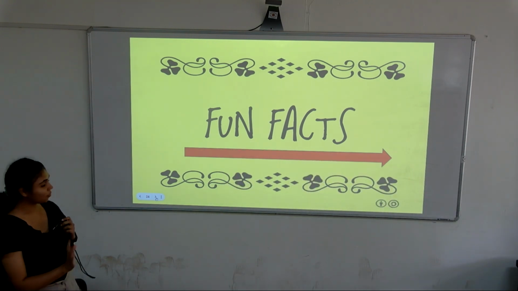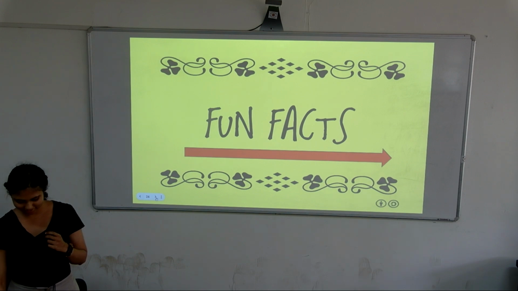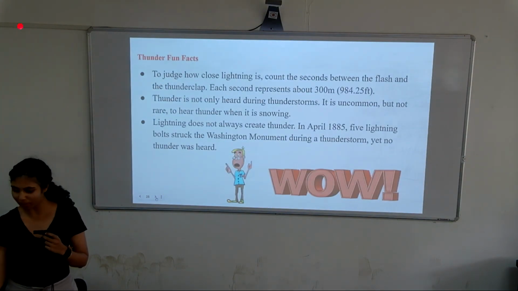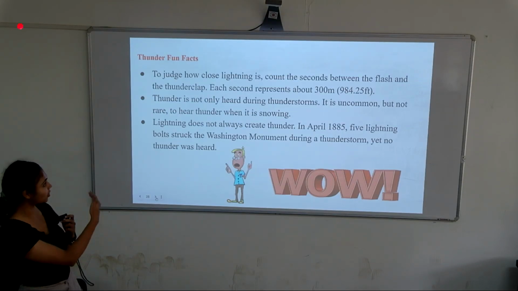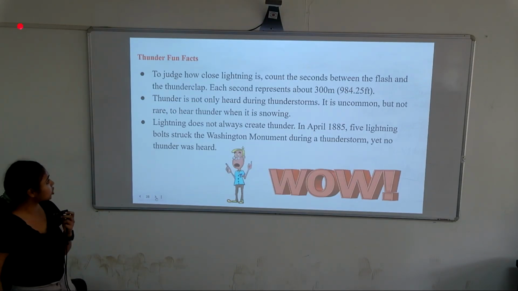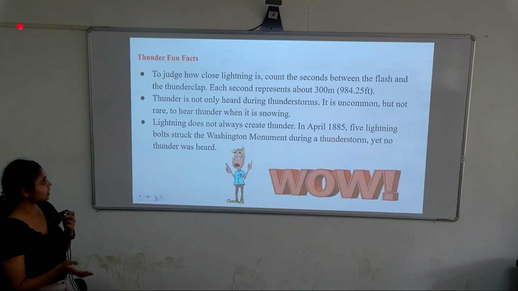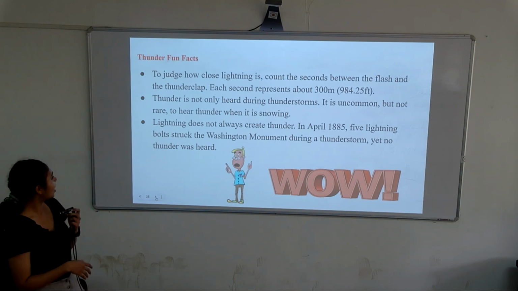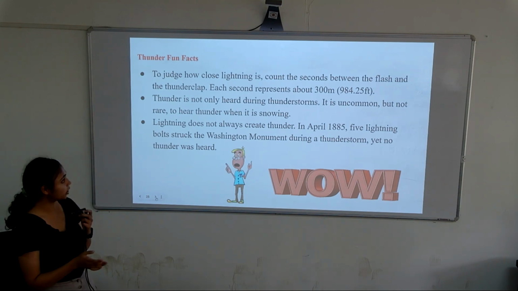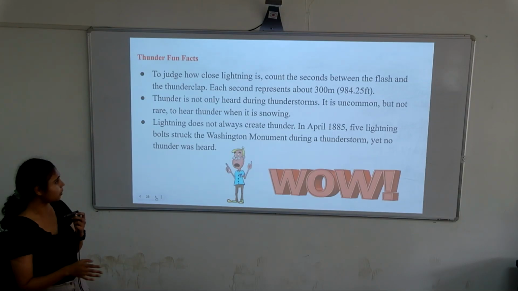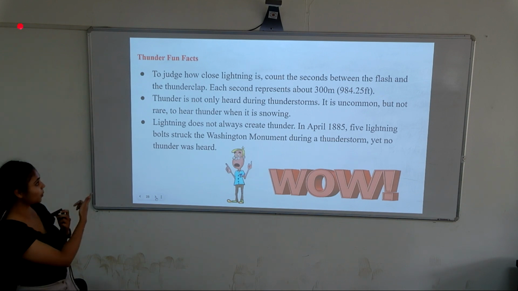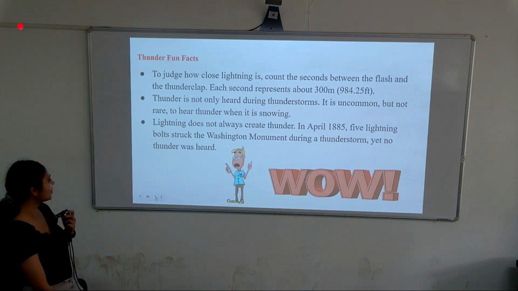So, ending with some fun facts about lightning. So far we just have three, but I'm sure there will be many more. We have just jotted down 3 points on it. To judge how close the lightning is, count the seconds between the flash and the thunderclap. Each second represents about 300 meters. Thunder is not only heard during thunderstorms; it is uncommon but not rare to hear thunder when it is snowing. I didn't know about this, it was kind of new.